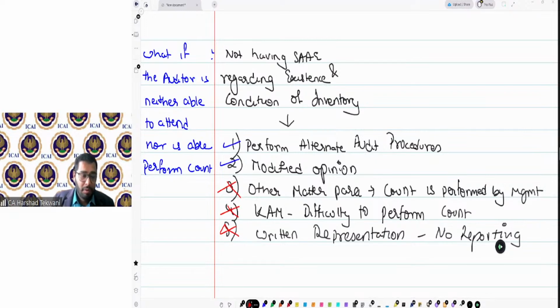Even instead of modifying, I can issue a disclaimer of opinion, because in some cases there could be an inherent limitation on the audit, where I'm not able to perform the count. At times management will stop you from performing or attending the count. Instead of the invitation we saw this time, at times management never tells you that they are going to perform the count, or they never allow you to enter their warehouses. At that point, that will be an inherent limitation, and that will result in a disclaimer of opinion.